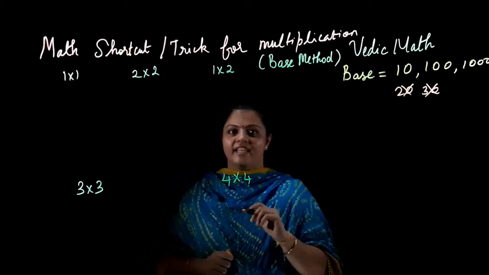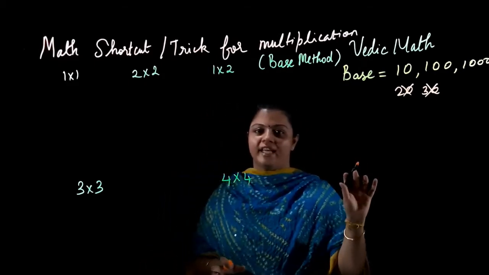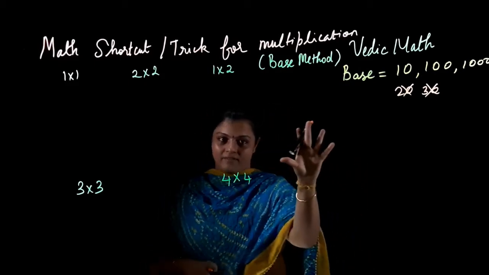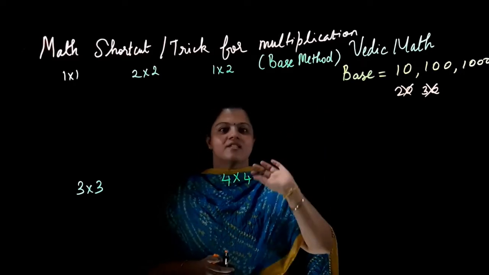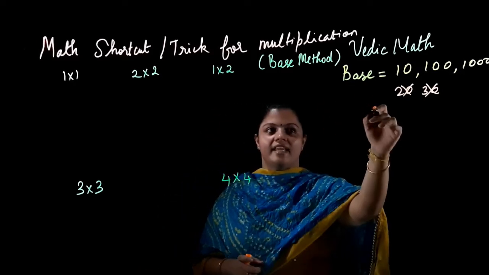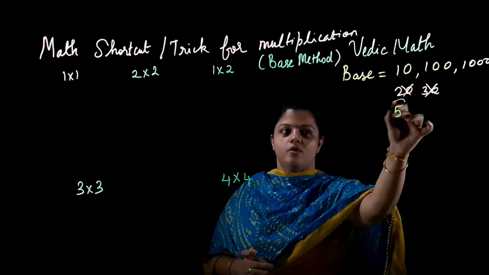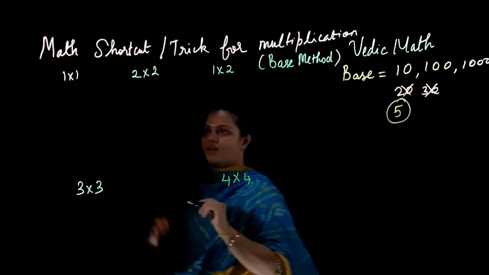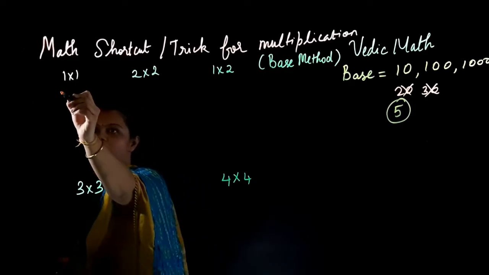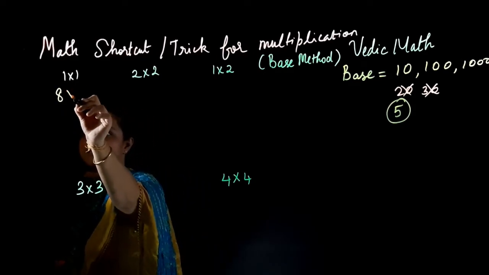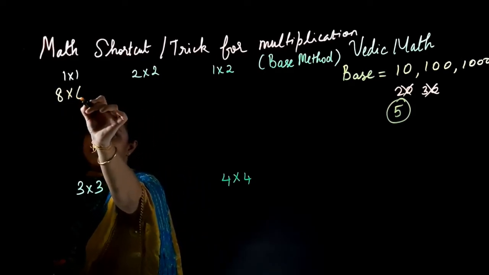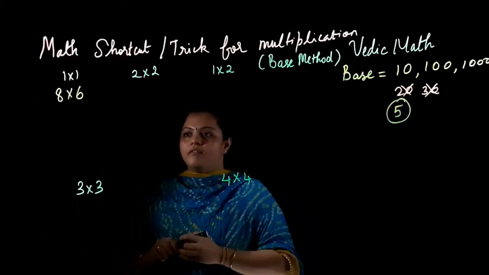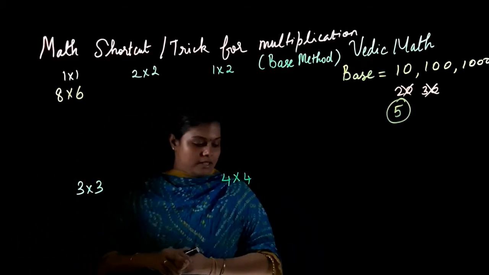According to Vedic math, you don't have to know tables greater than the number 5. So 5 is all that is needed for this Vedic math. If you know the tables up to 5, you are the king of math. Alright, let's take a look at an example where we have to find 8 into 6.